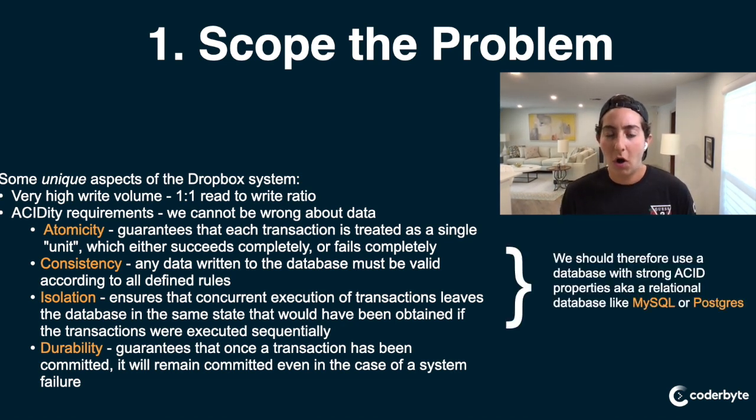So all of this, what does this have to do with our problem? Because we have such an important ACID requirement for this system design, this leads us to probably have to use a database with strong ACID properties. So in this case, we want to use a database that will score high on all of these things. In general, if you need strong ACID properties, you want to use a relational database like MySQL or Postgres.